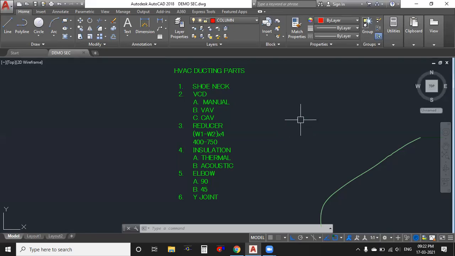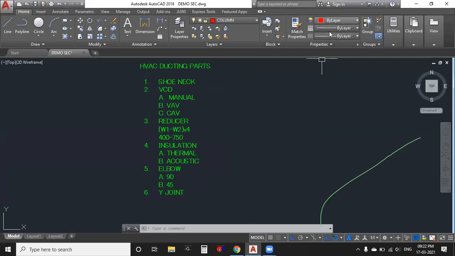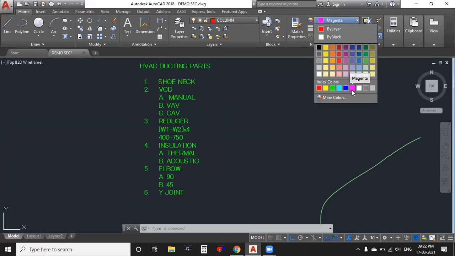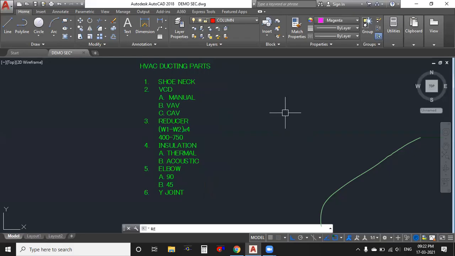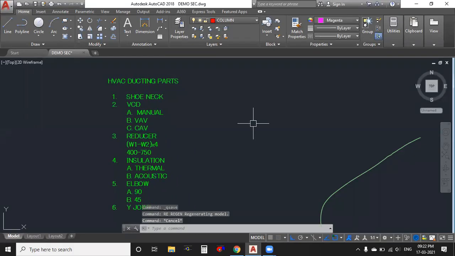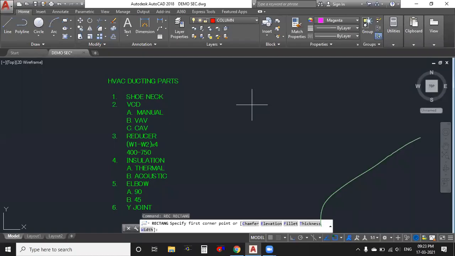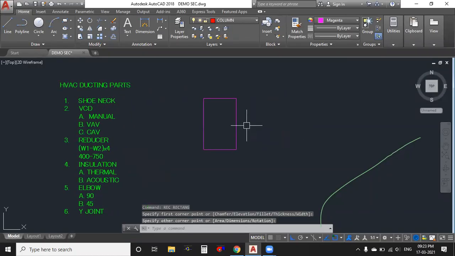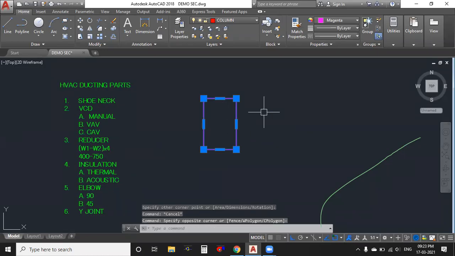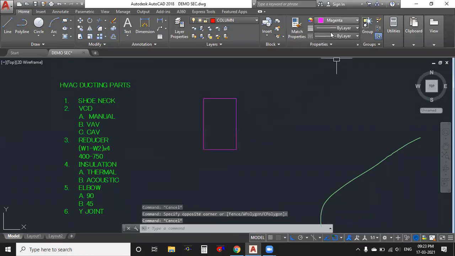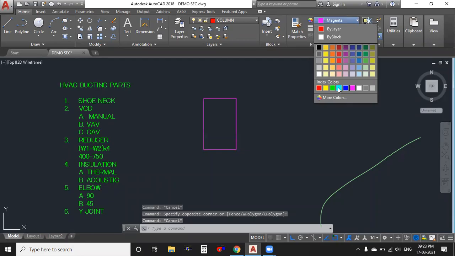Now we are starting here. I'm changing the unit color. Rectangular. So here I'm going to keep my unit. A single line drawing I'm giving here.